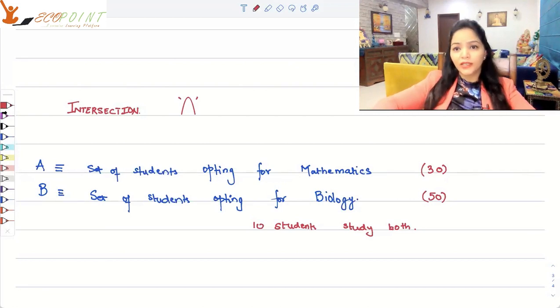Next operation that we will learn on sets is intersection. Now, what do you mean by intersection? What does this word stand for? The symbol for intersection looks like this, like an inverted U, the opposite of union.